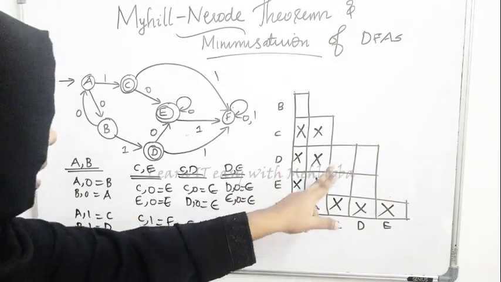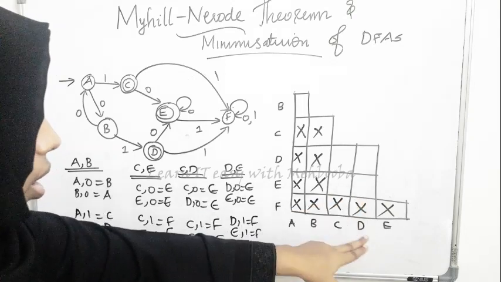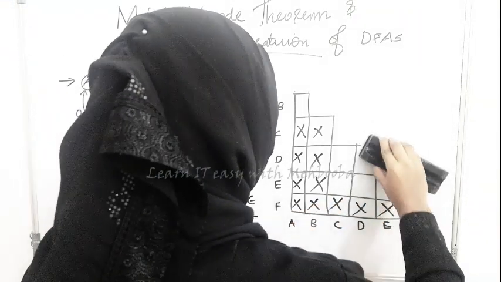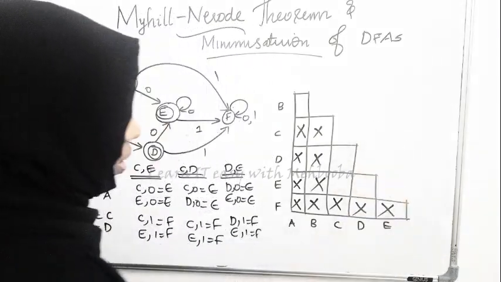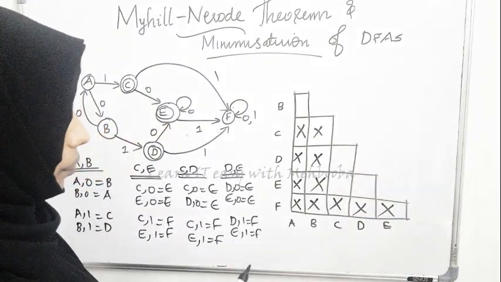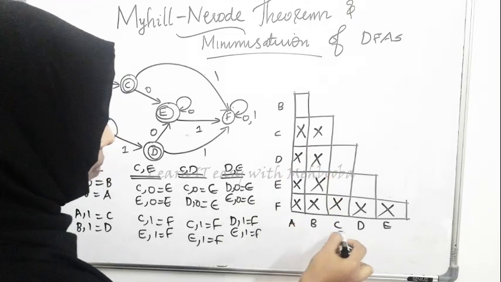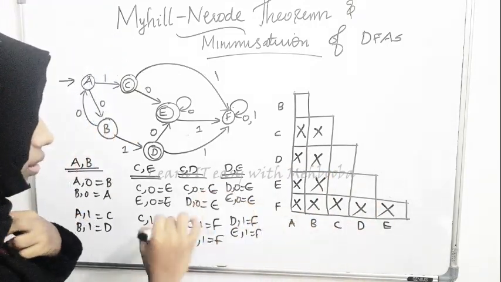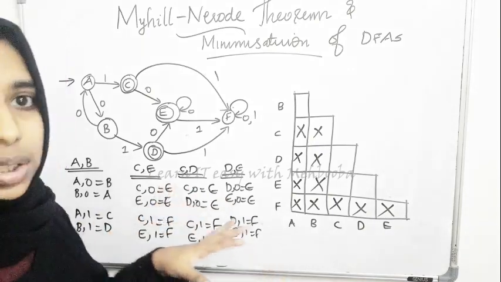So CD, DE. DE is actually a diagonal element. Sorry, I missed it out when we drew the diagram. So CE, CD and then DE, all of these were considered. You couldn't mark these anymore.